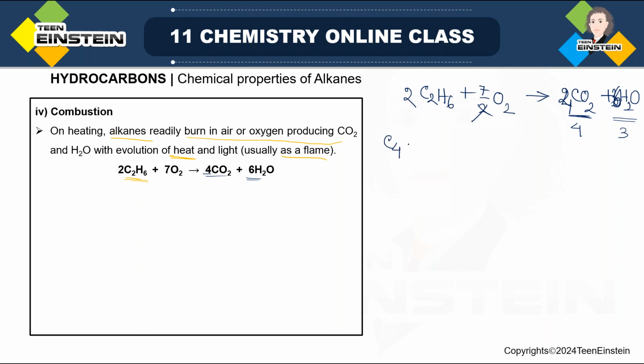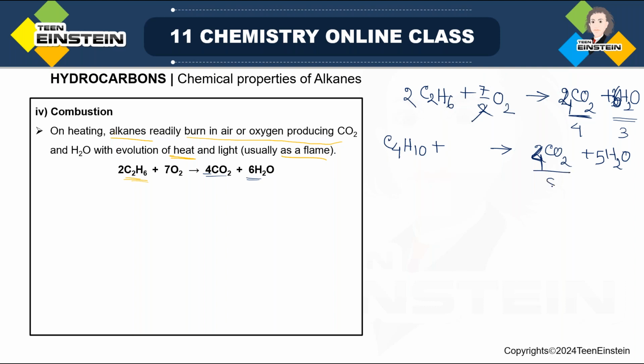So just do it for C4H10, which is the next one. First, I will not write the oxygen. I am writing simply CO2 and water. Now total 4 carbon, that means it has to be 2, right? Sorry, it has to be 4. Total 10 hydrogen, so it has to be 5.